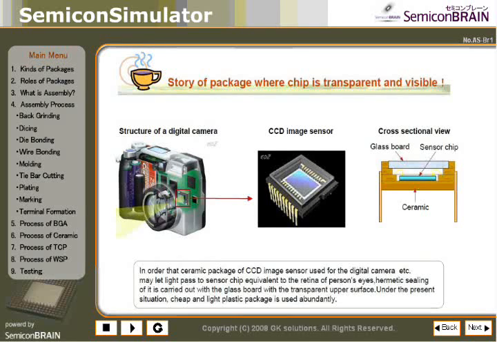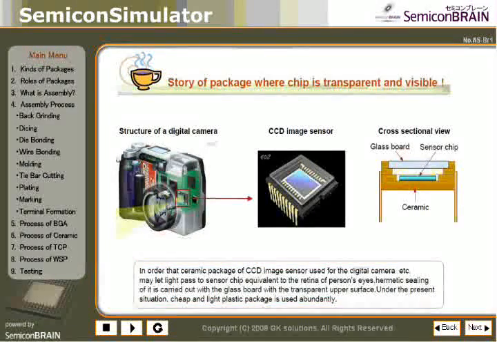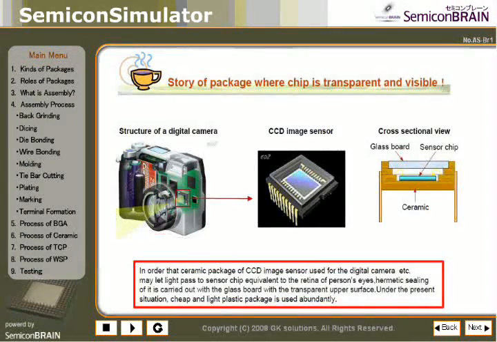Story of package where chip is transparent and visible. In order that the ceramic package of a CCD image sensor, such as in a digital camera, may let light pass to the sensor chip, equivalent to the retina of a person's eyes, it is hermetically sealed with a glass board as the transparent upper surface. Under the present situation, cheap and light plastic package is used abundantly.